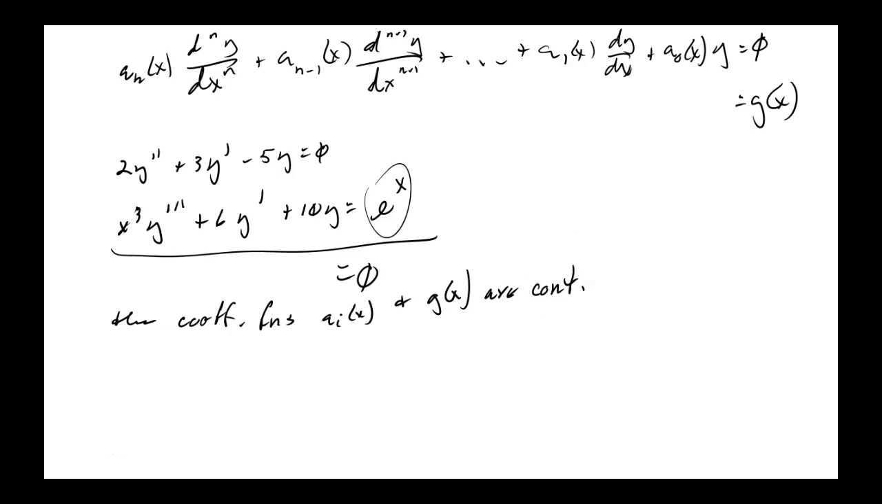The second of these is that a sub n of x cannot equal 0 for any x in the interval. We said that earlier, just to save time and space and keep from being repetitive. We're going to assume that from now on. We're not going to always say it. So that still is there.